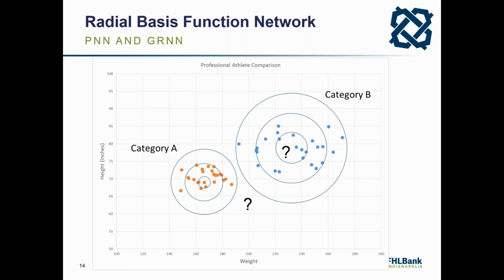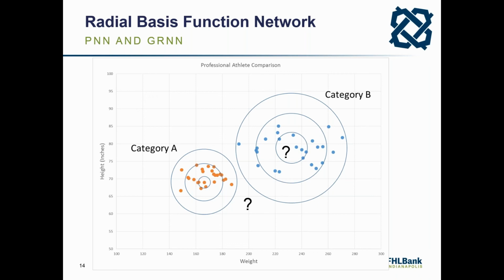And what you'll see here is, okay, the blue category is all one type of athlete and the orange category is another type. So now if I have two new observations, which are the question marks, the one seems to be right in the middle of the blue category. So I can predict that would be in category B, whatever that is. Let's say that's a basketball player.